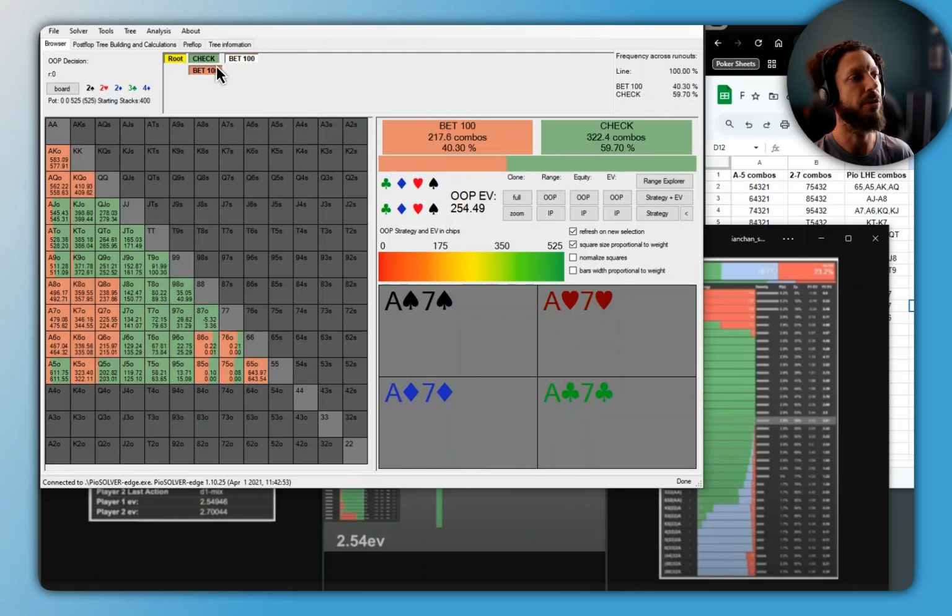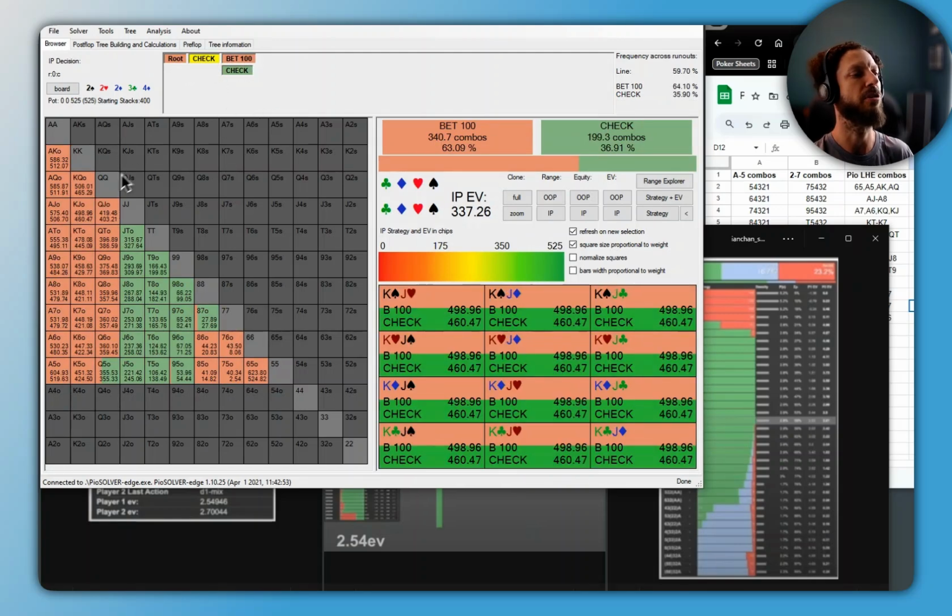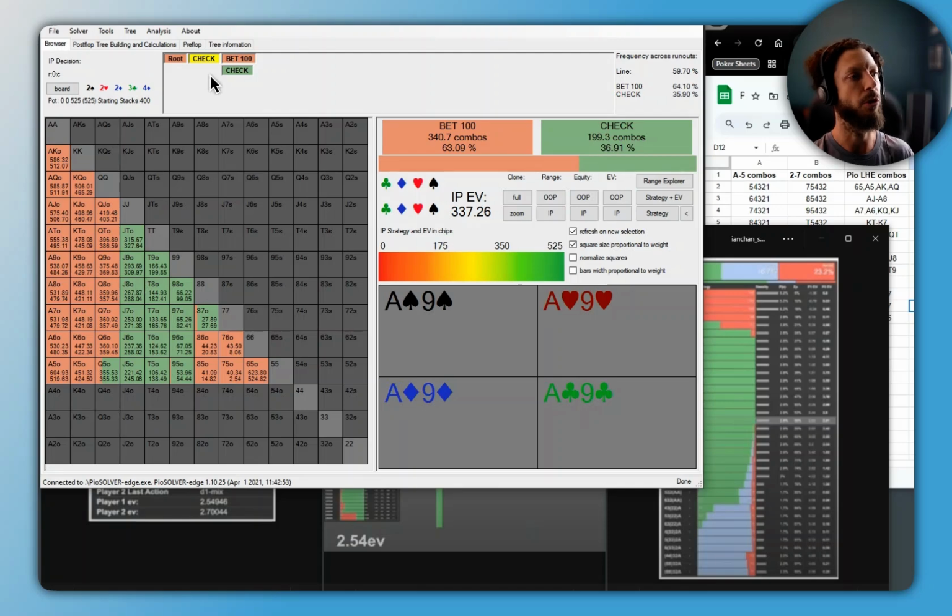But the in-position player has a very different scenario. He's just betting all his good hands for value. And here we see a very polarized strategy, which is exactly what you're always going to see in limit hold'em on the river in position.